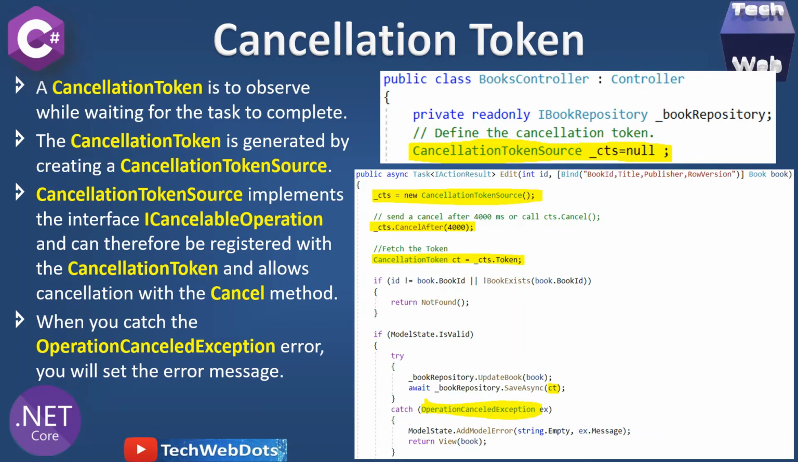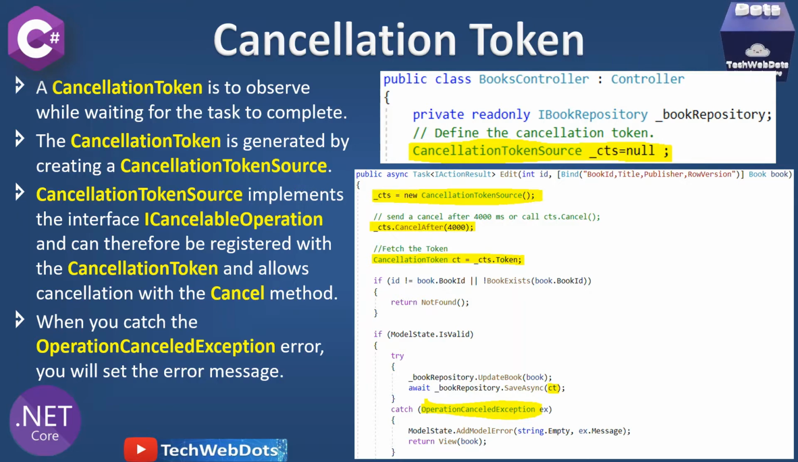By default, the cts.Cancel method takes 5000 milliseconds. Okay, but now we are setting it to cancel after 4000 milliseconds. And then after that you can see we are fetching the token from the cancellation token source, and then these are the typical implementation in the controller where we are calling the SaveAsync method of our repository. So if you are interested in the repository pattern, the link is also given in the description of this video.